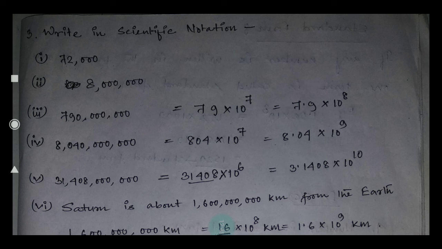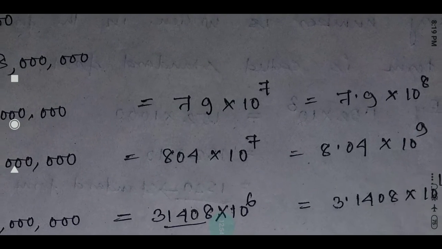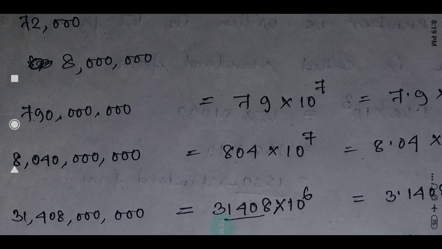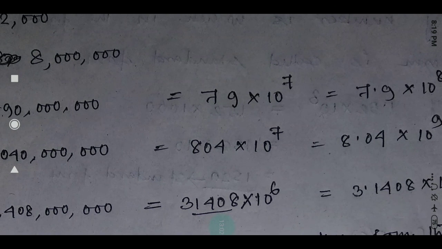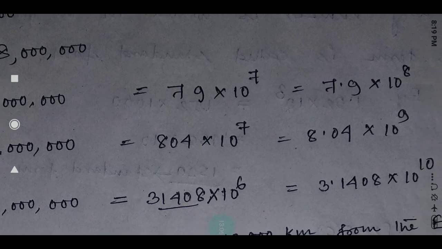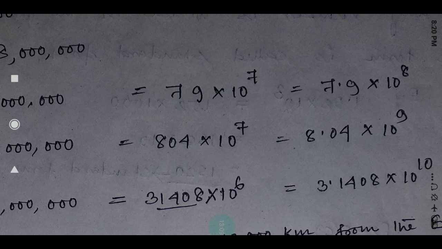Now say number 3. 79 into 10 power 7, since there are 6 zeros, 6 plus 1 is 7. After that, 79 is not in the range of 1 to 10, so I have to write 7.9. If I write 7.9, 1 will be added to the power. So 7 plus 1 is 8.